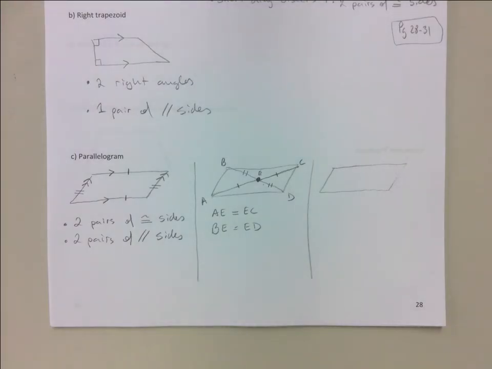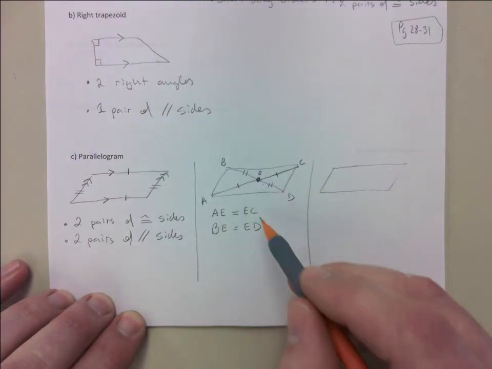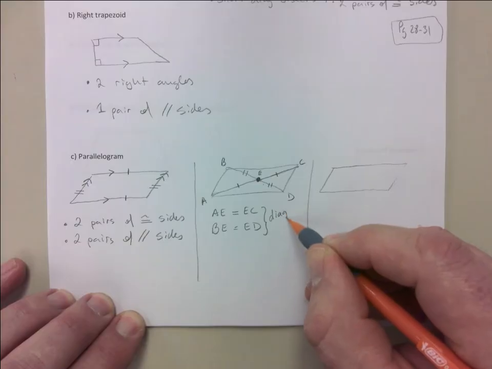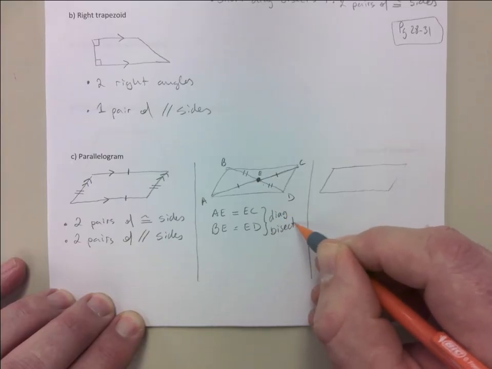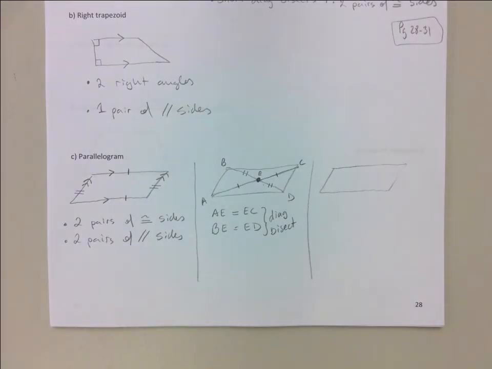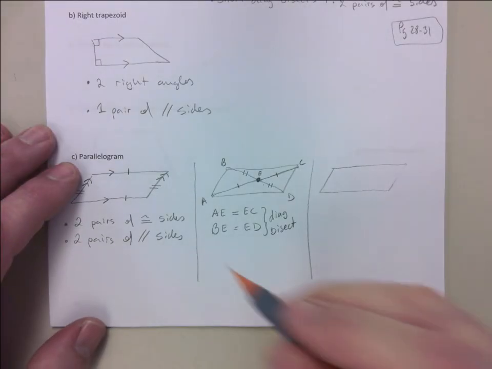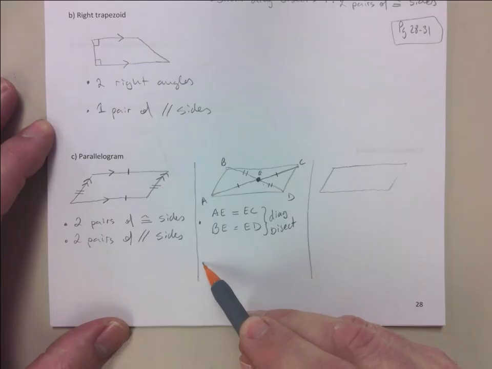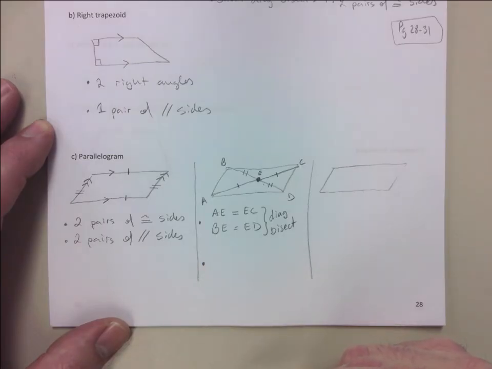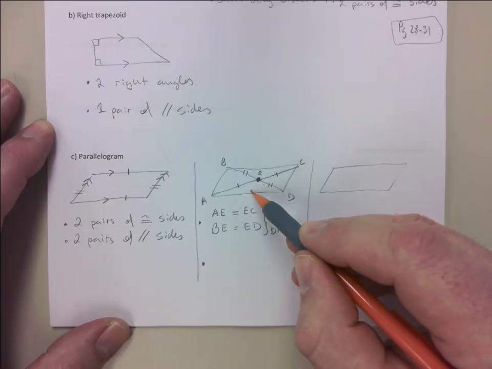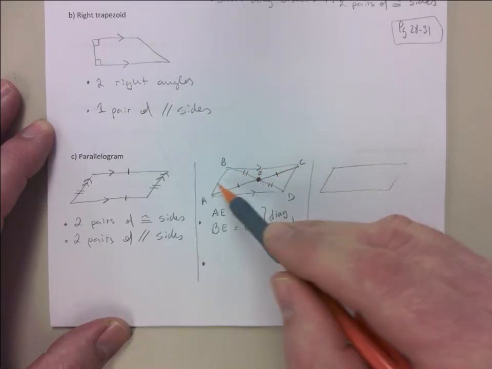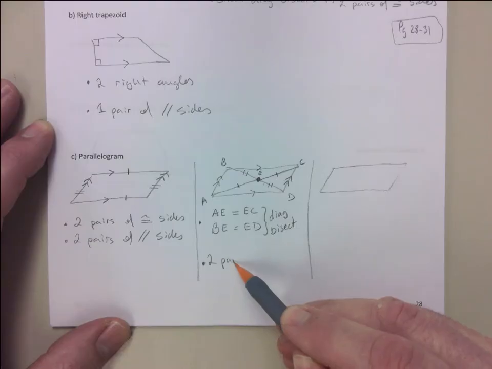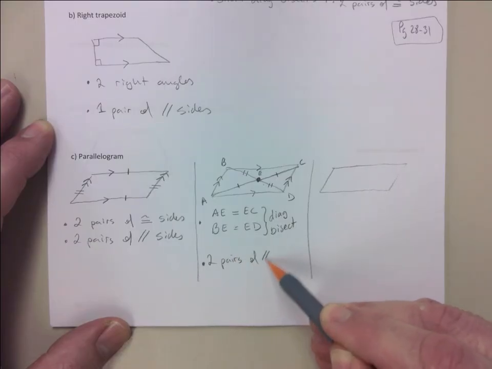Okay. What does this all say? It says that diagonals bisect. This is property number 1, by the way. That's not 2 properties. That's just 1 property. What else can we say? We can talk about the fact that these 2 lines are parallel and these 2 lines on the side are parallel. 2 pairs of parallel sides.